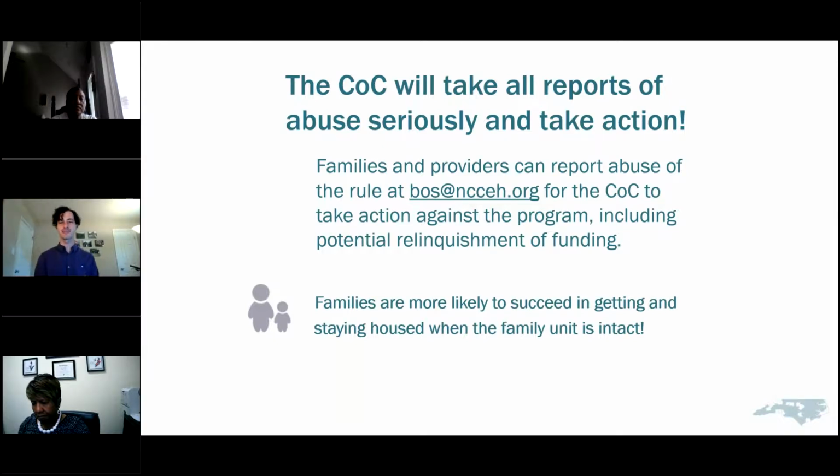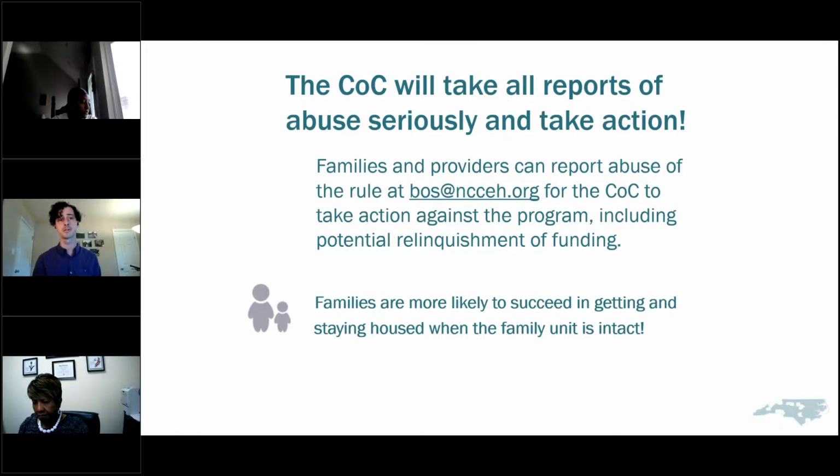We want to say that this is one of the more common complaints that COC staff receive about family shelters. While we encourage all balance of state COC shelters to follow this rule and give families the best chance of solving their homelessness, all COC and ESG funded projects must follow this policy, and any complaint received by a family denied services or other complaint will be investigated and taken to the steering committee about remedial action, including notification of the state ESG office and potential relinquishment of funding.